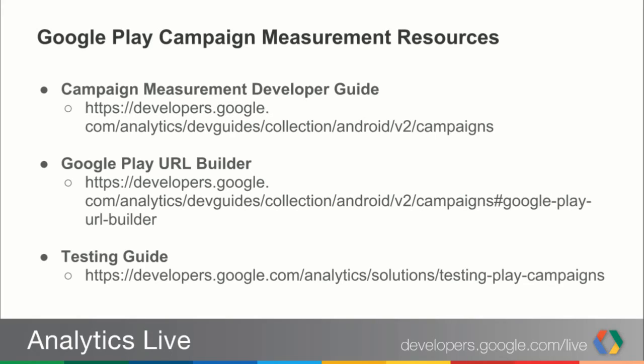The first is our Campaign Measurement Developer Guide. That's at the developer site, and if you just look on the left nav, it'll be under the Android SDK and then Campaigns. We also have that Google Play URL Builder, and that tool is actually embedded into the Campaign Dev Guide as well. And then we also recently just published a testing guide, so you'll see all of the ADB commands that I just used. We published all those as well, so it's in our solutions section. So you can go check that out, and you should have everything you need to implement and test.